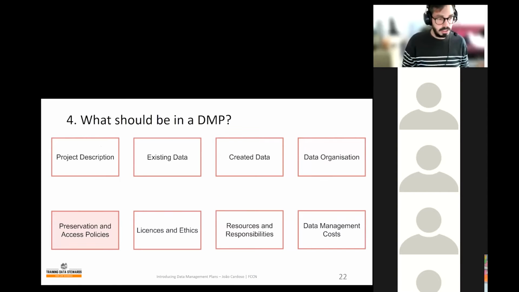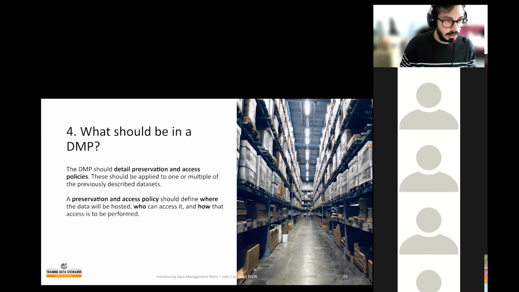We go on to the preservation and access policy. In this conceptual area of the DMP, we should be describing how we'll be preserving and storing data, not only throughout the creation and analysis part of the project, but also after the project ends. So how will we be preserving, and how long will we be doing so? Where will we be hosting the data? Who is going to be able to access it? What are the conditions of access? All of this, we call the preservation and access policy.